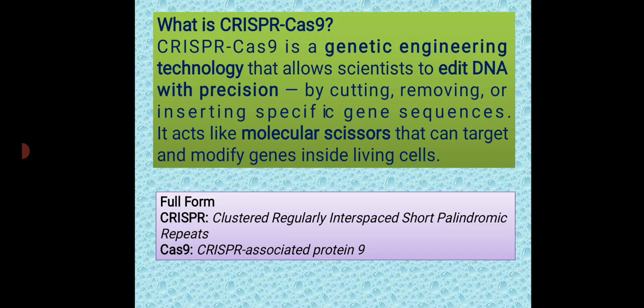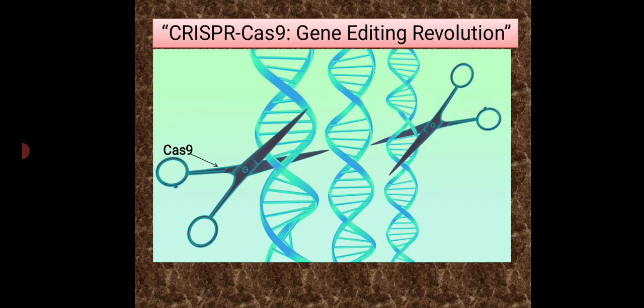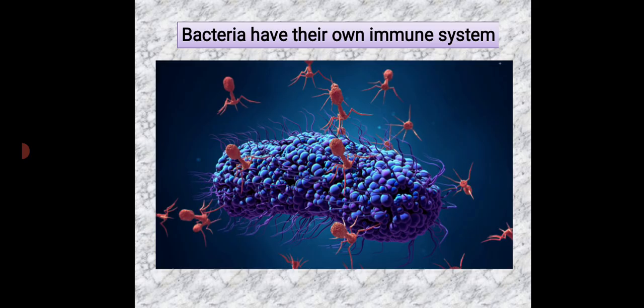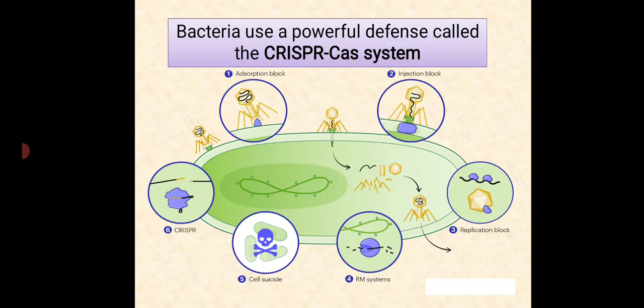Did you know that even bacteria have their own immune system? Yes, it's true. Bacteria use a powerful defense called the CRISPR-Cas system, a fascinating form of adaptive immunity that helps them fight off viral invaders known as phages. Here is how it works, we'll discuss now.